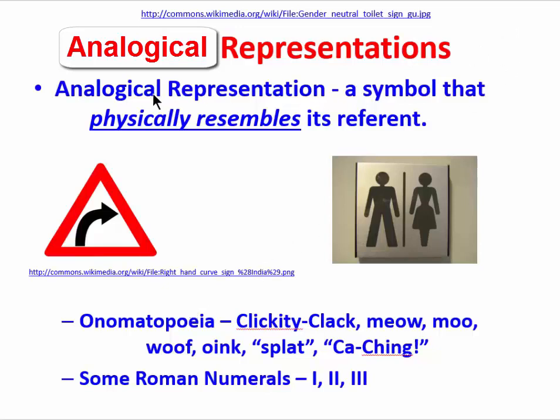Other examples of analogical representation include certain Roman numerals. So for example, this is a Roman numeral 1, this is a 2, and this is a 3. Importantly, this particular symbol, which is an analogical symbol, has one vertical line, and it is referring to the numerosity 1. This symbol has two vertical lines, and it refers to the numerosity 2. This one has three vertical lines, and it refers to the numerosity 3. So there is a physical resemblance between the symbol and what it is referring to out there in the world. We can contrast all of these analogical representations with so-called symbolic representations, shown here.